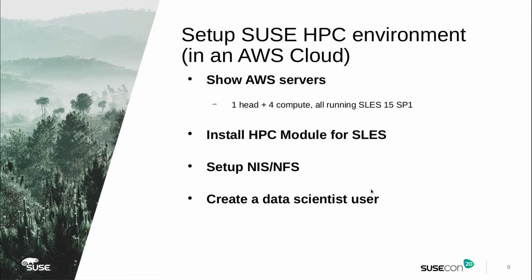And that's all we have to do here for this particular portion of the demo. We set out to do the things that I've listed here on the screen. I've showed you the general AWS environment. We installed the HPC module for SLES on the nodes in my HPC cluster. I set up the basic working environment for NIS and NFS, and we created a scientist user that's going to be the unprivileged user who's going to use our cluster for the data science. That then concludes this particular portion of the demo. We'll now move on to the next portion.